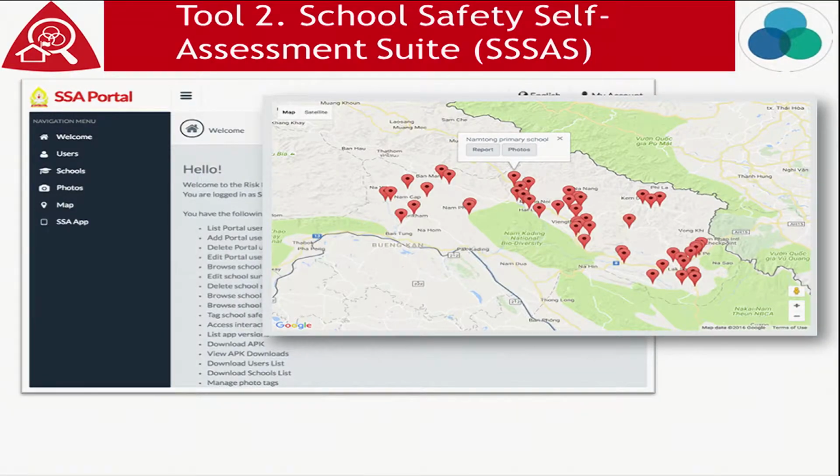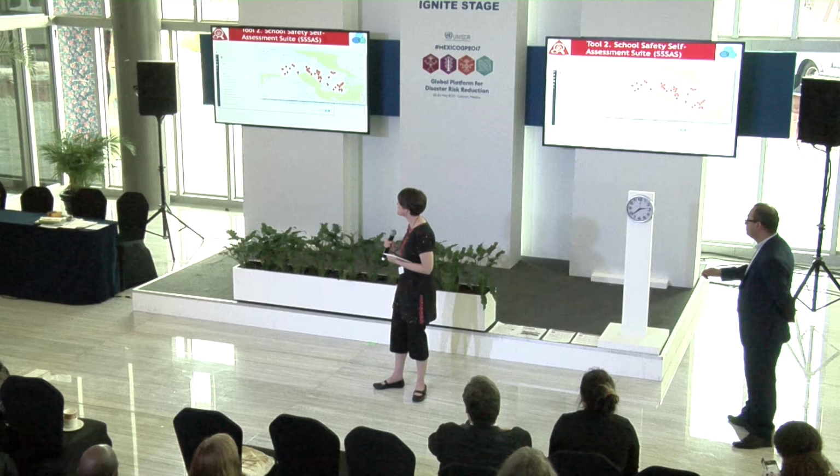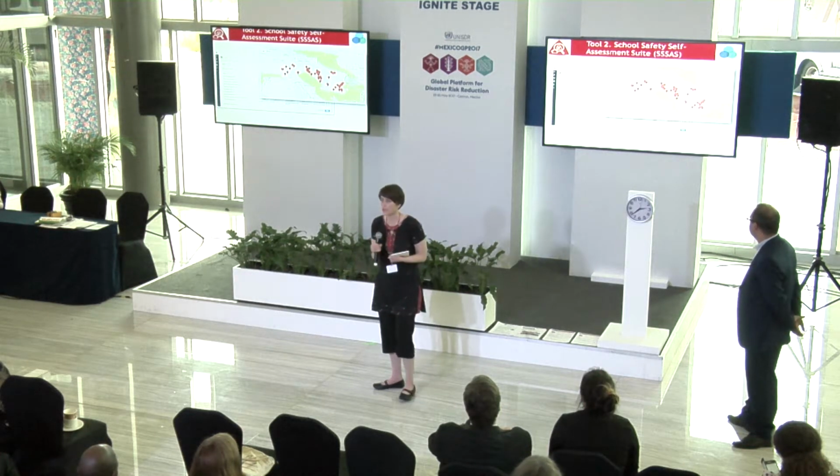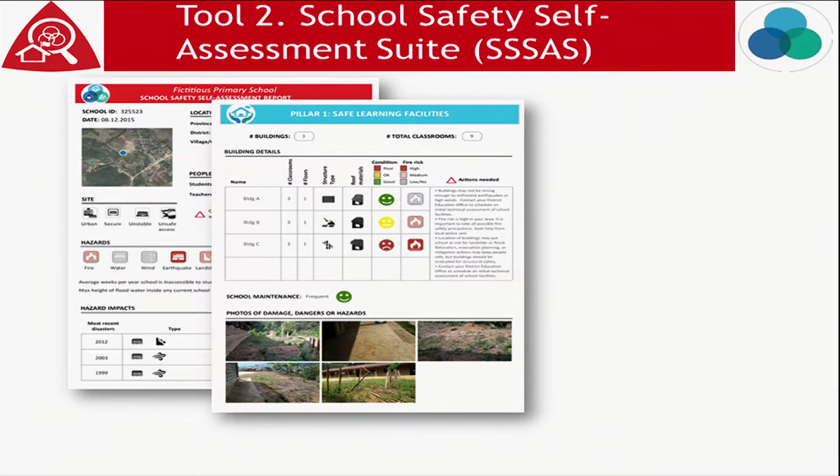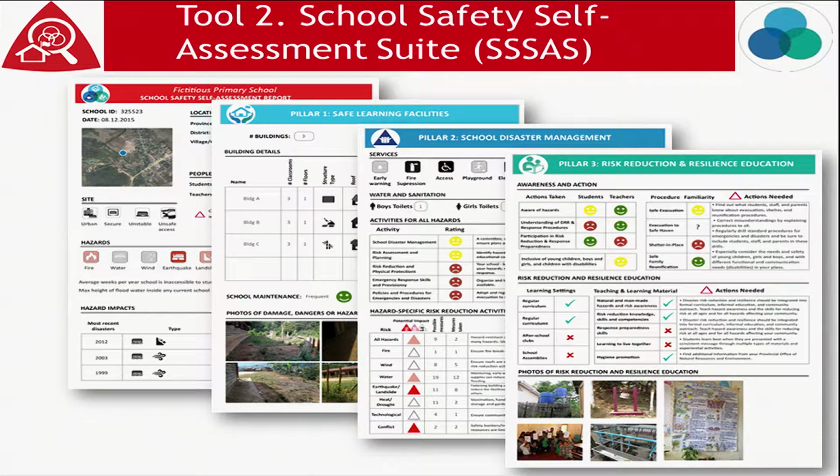All of that information then feeds back to a school safety self-assessment portal that the administrator has access to. This is usually the Ministry of Education. And by logging into that, the school administration or the Ministry of Education can see a map where all the schools that are reporting data are coming in. They can additionally click on schools and start to get information, including a series of reports.